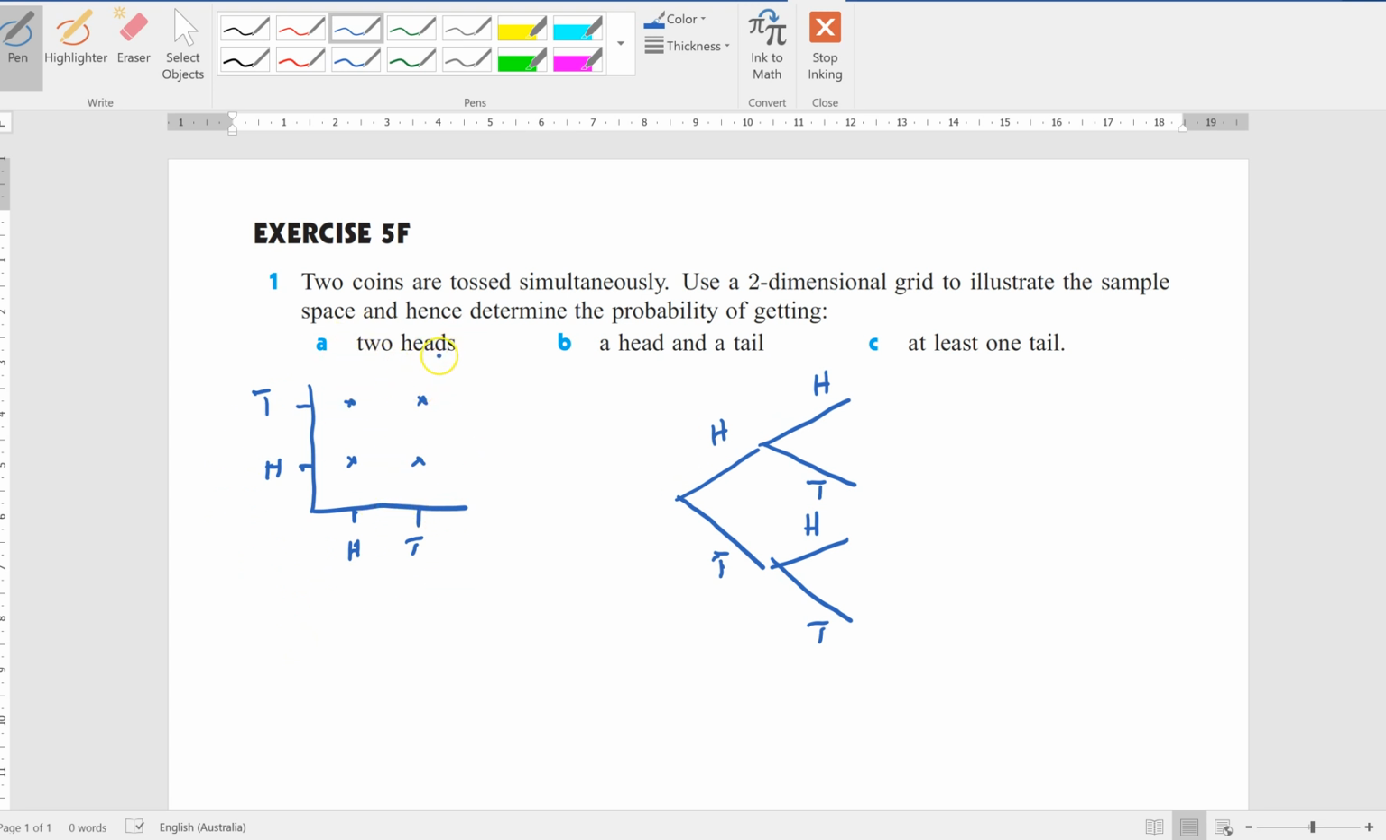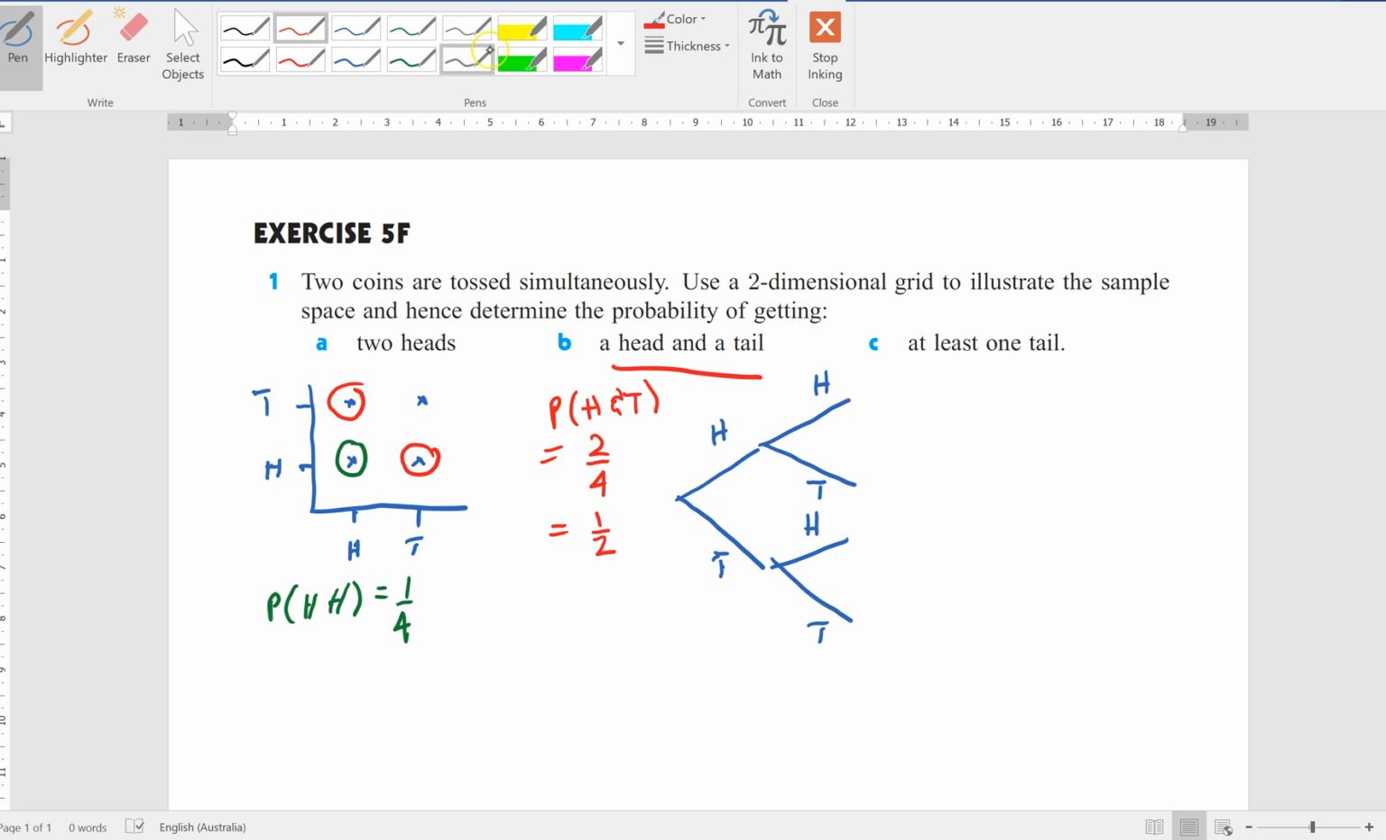So what's the probability of getting 2 heads? So there's only one option there, has to be that one. So that means the probability, and I would write this as head, head, that's going to be 1 out of 4. Okay, what's the probability of getting a head and a tail? So now a head and a tail, it means I can have a head and a tail here or a tail and a head there. So probability of a head and a tail, that's going to be 2 out of 4. So basically 1/2.